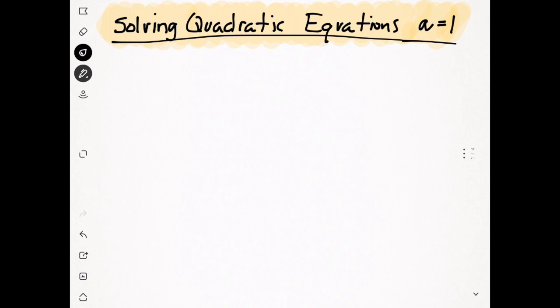Welcome back, everyone. Today I want to talk about solving quadratic equations when a equals 1. And the way we're going to solve them is by factoring. So if we have an example quadratic equation like x squared plus 11x plus 10 equals 0, I want to solve this equation by factoring. So I want to factor the trinomial into two binomials.